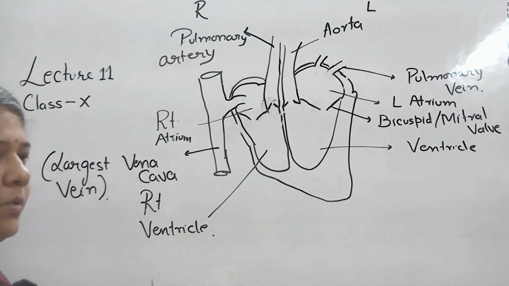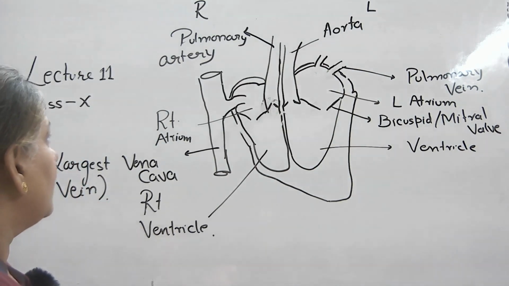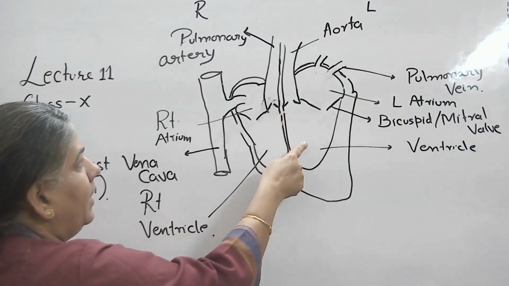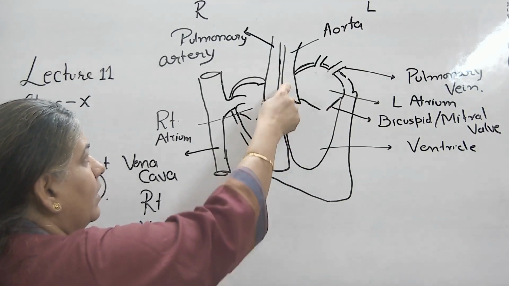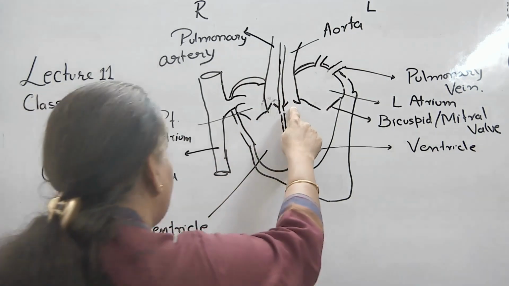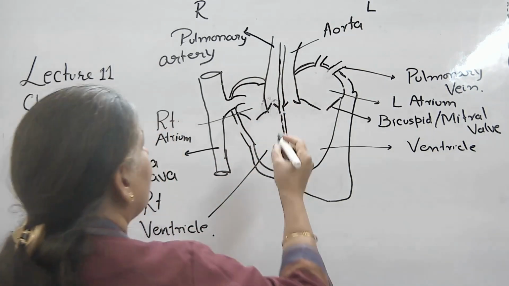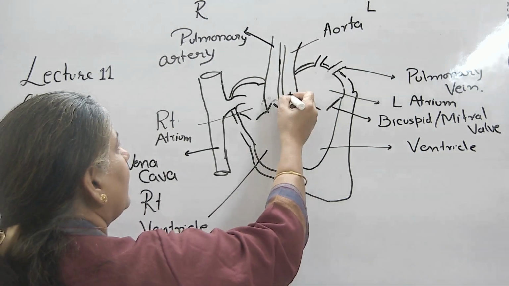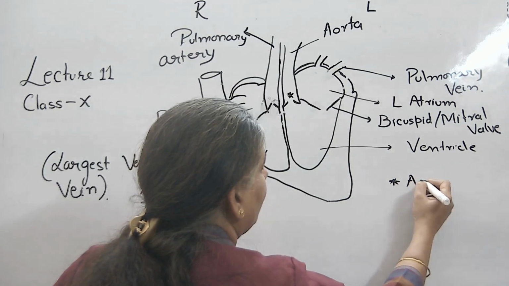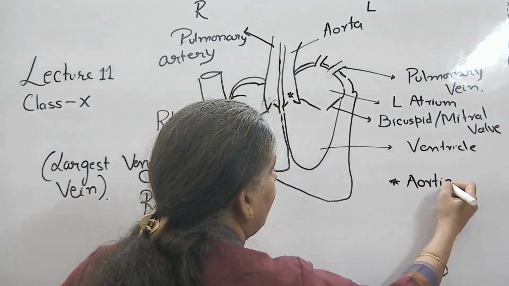Of our body. Okay, the valve that is present between the left ventricle and the aorta, this is the aortic valve. So this one is, I'll write it here, aortic valve.